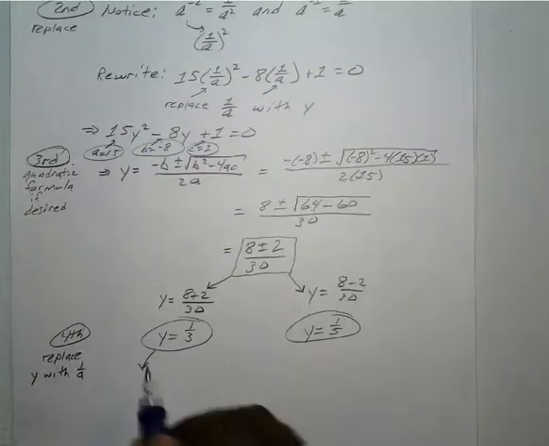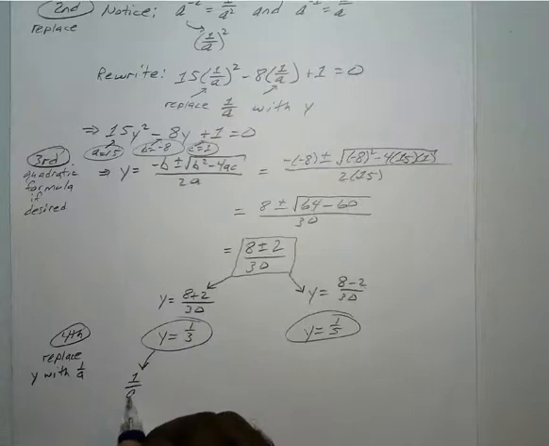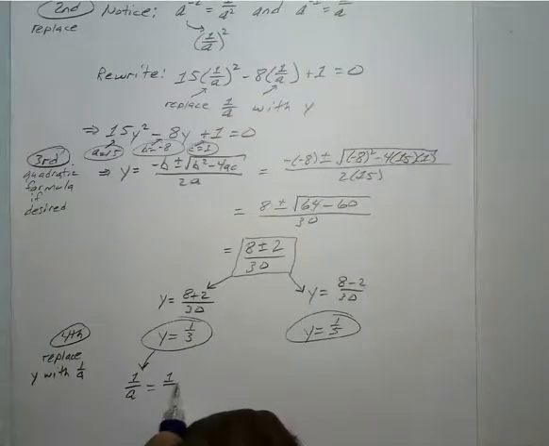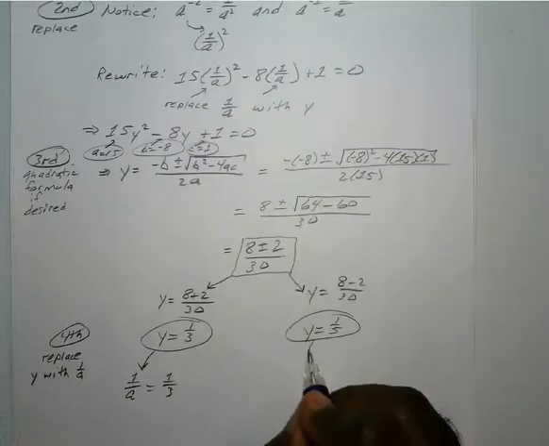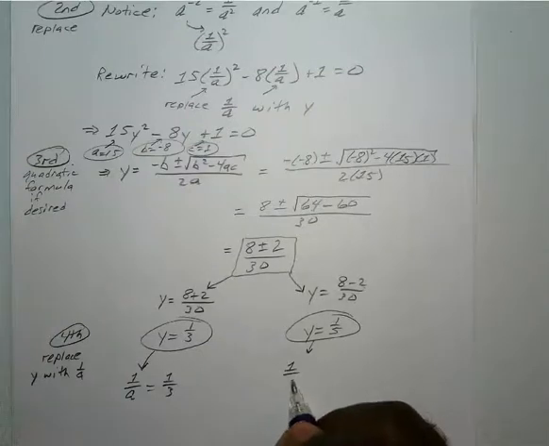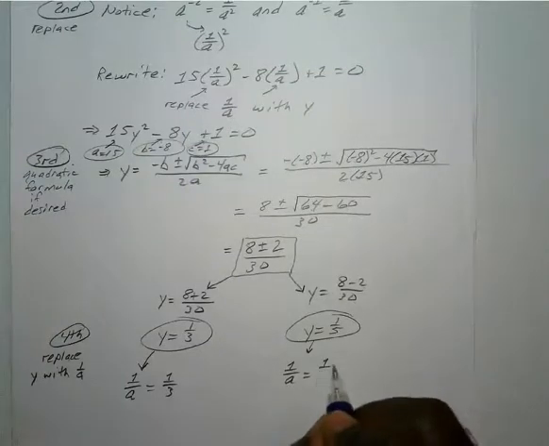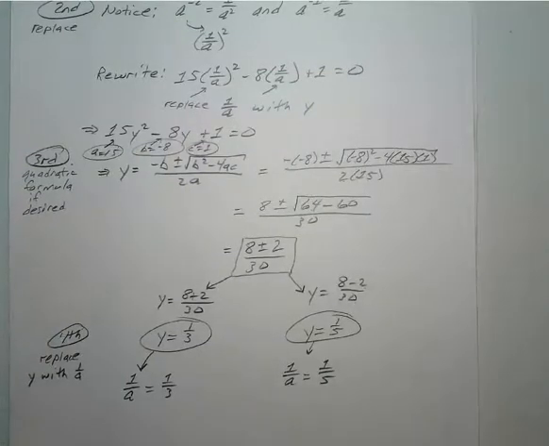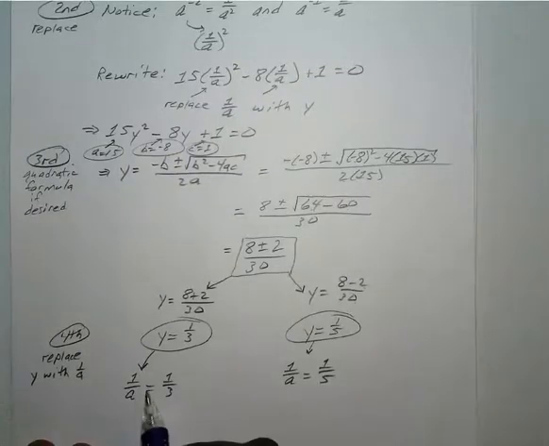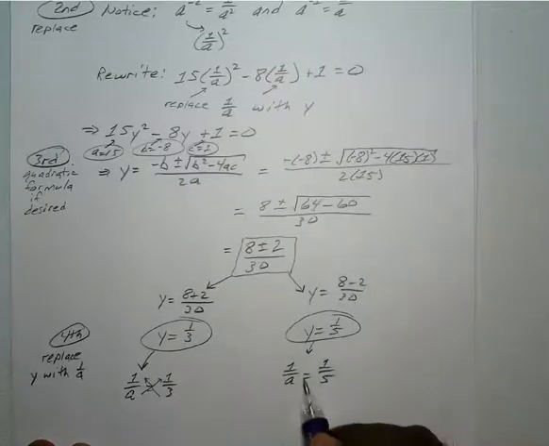Okay, so this will become 1 over a equals 1/3. And this will become 1 over a equals 1 over 5. Okay. Now actually we can go ahead and just use cross multiplication for both of these.